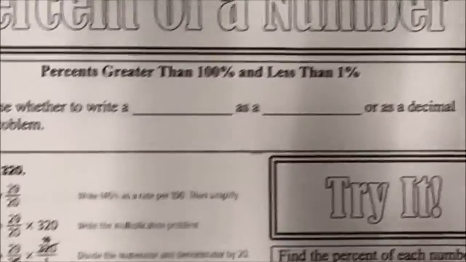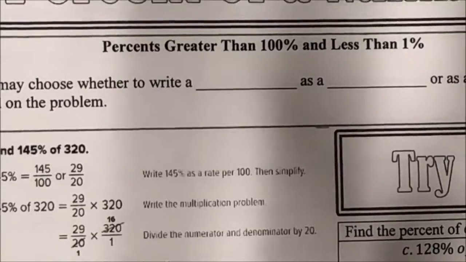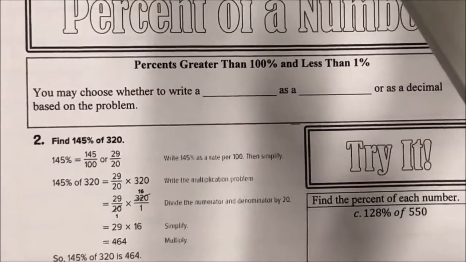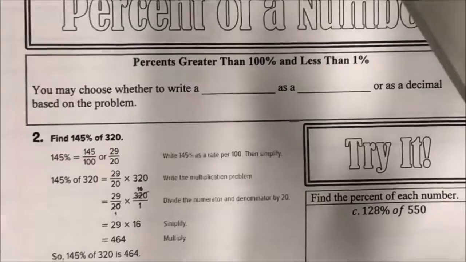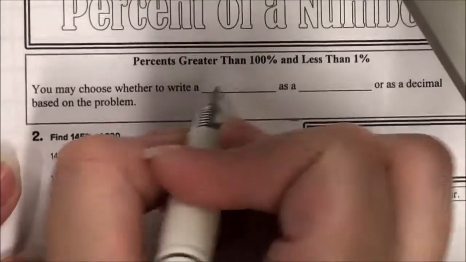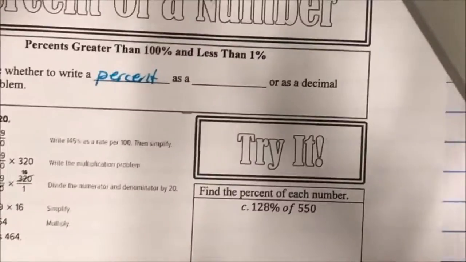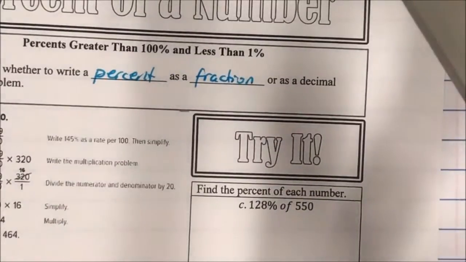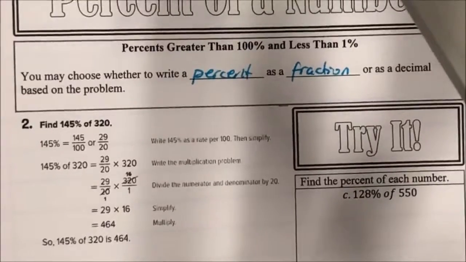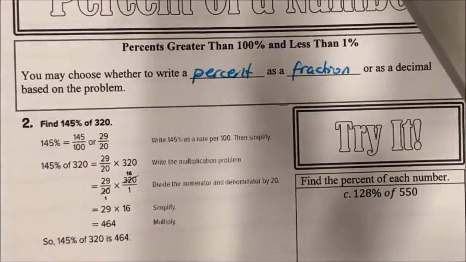Looking at page 39, the second half of our lesson, percent of a number. In this first box it says percents greater than 100% and less than 1%. You may choose whether to write a percent as a fraction or as a decimal based on the problem.